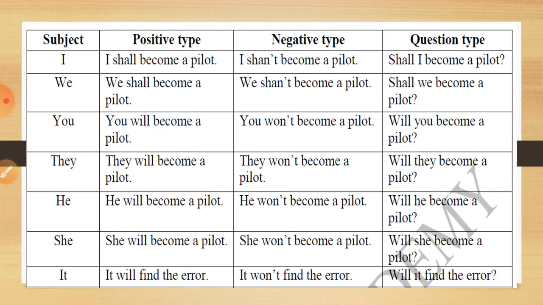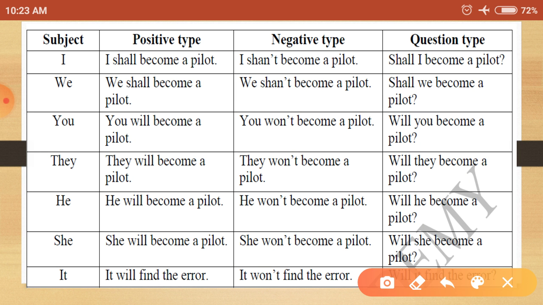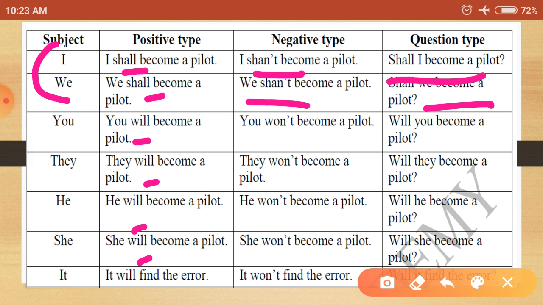Now, when the subject is I or we, we have said shall will be placed. So I shall become a pilot. We shall become a pilot. But in the negative type of statement, I shall not become a pilot. We shall not become a pilot. And in the question type, shall I become a pilot? Shall we become a pilot? And for you, they, he, she, it, we must use will.